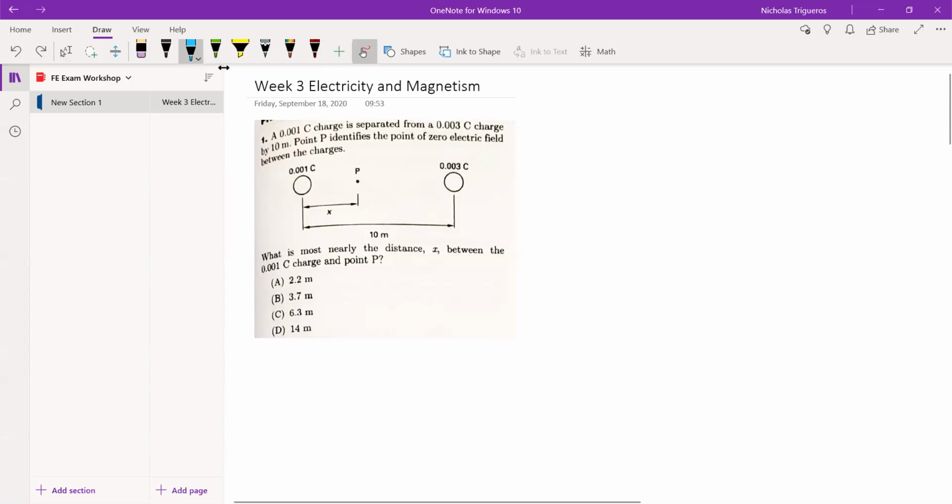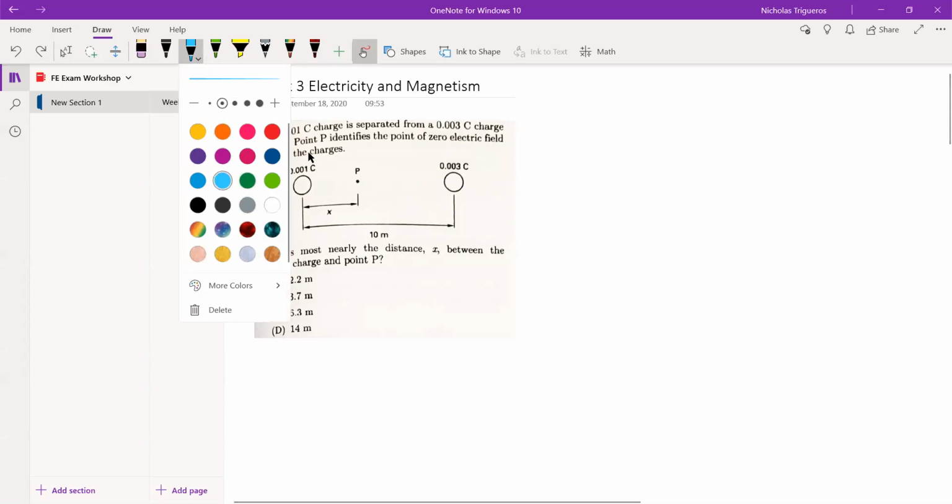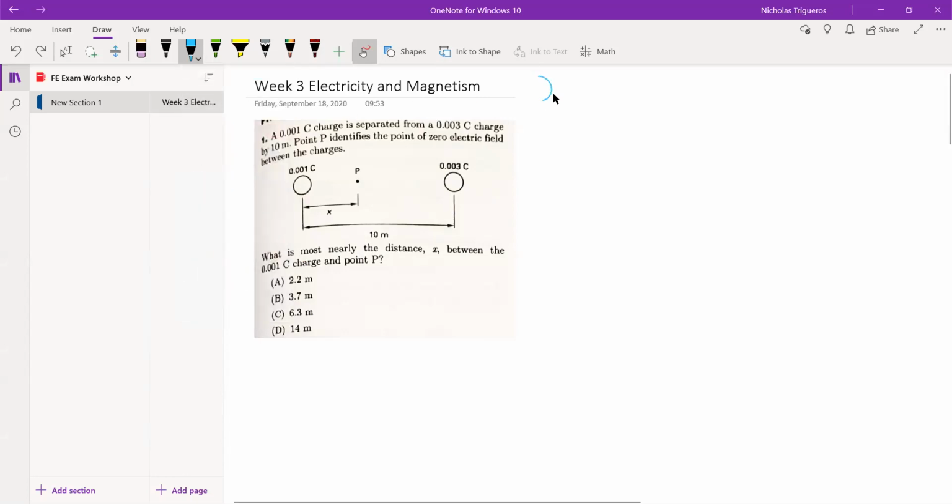Let me move this out of the way. The equation for the electric field, K, or we can do 1 over 4 pi epsilon naught.